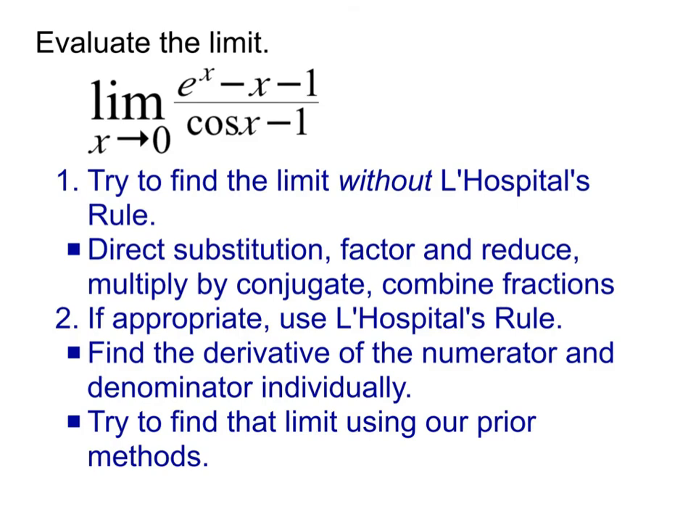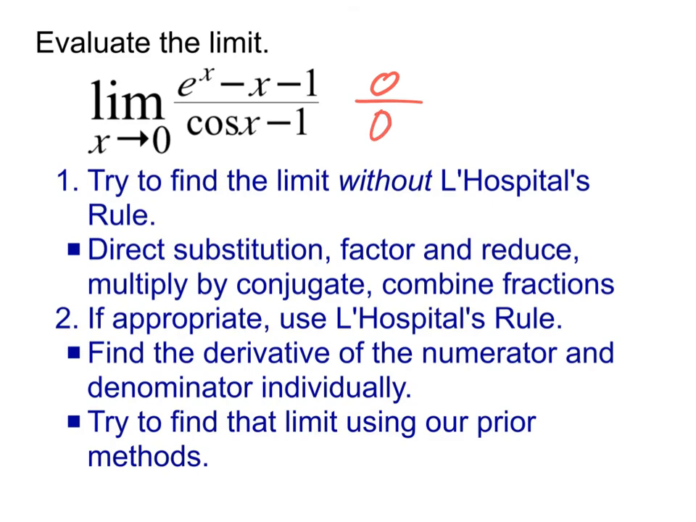So first thing I want to do is try finding the limit without L'Hopital's rule. So that starts with direct substitution. If I plug in the 0 for x, well, e to the 0, remember, is 1. Minus 0 minus 1 would equal 0. So this would give me 0 over cosine of 0. You should know your unit circle for at least something like that, right? Cosine of 0 is 1. 1 minus 1 is 0.